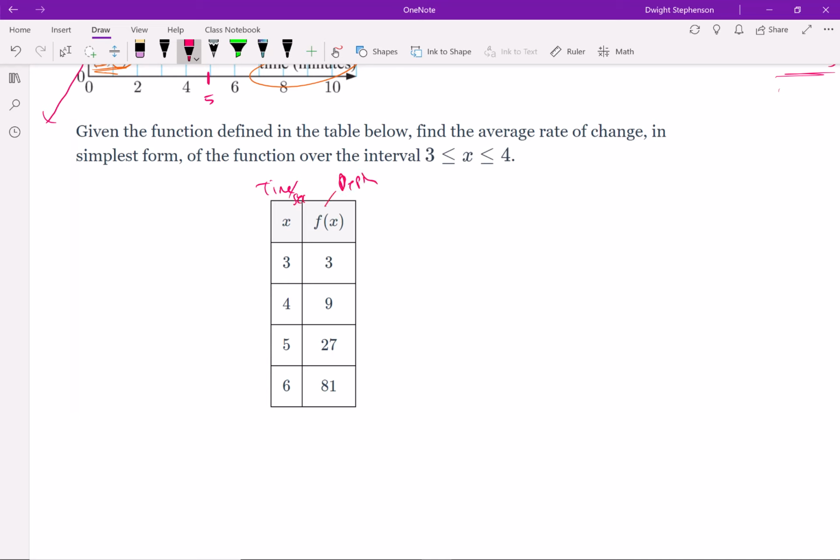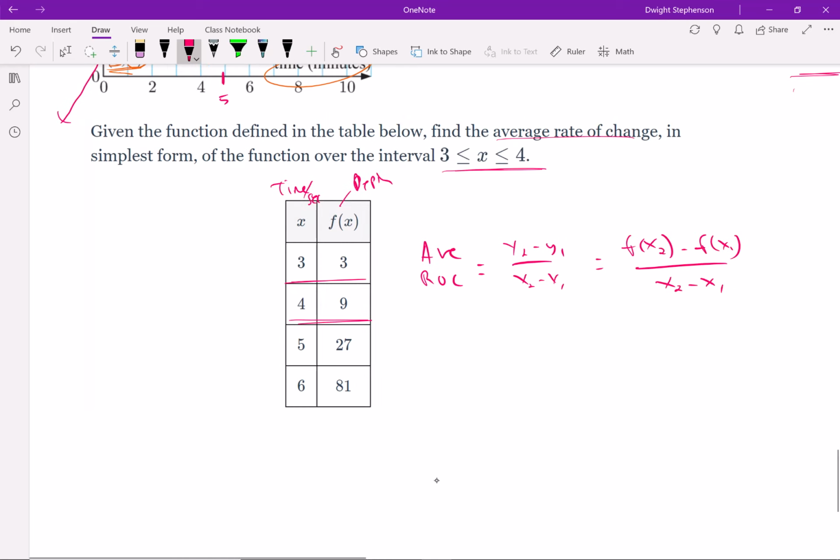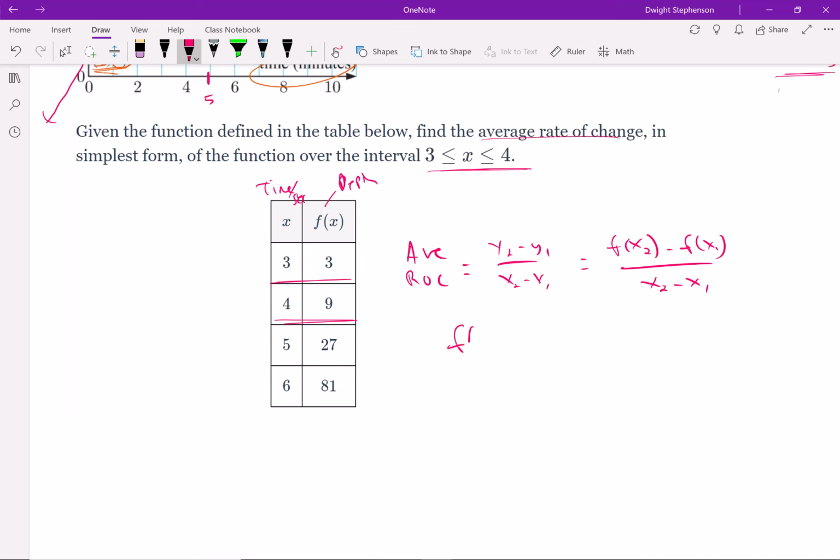So then we want to find the average rate of change from 3 to 4, right? So we're trying to find the average rate of change between these 2 points. And again, the average rate of change is basically just the slope formula, or if you prefer, or you have to know this, right? It's the function value. So basically, in this case, it would be f of 4 minus f of 3 over 4 minus 3.